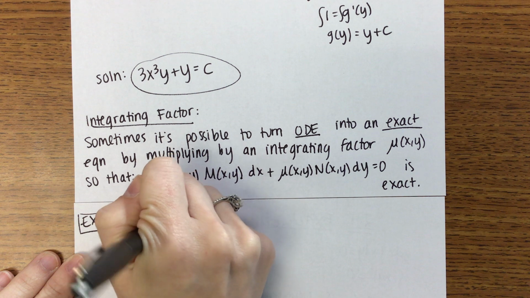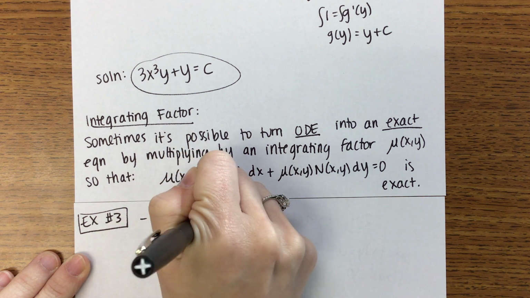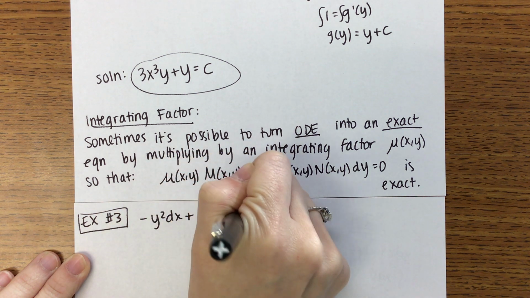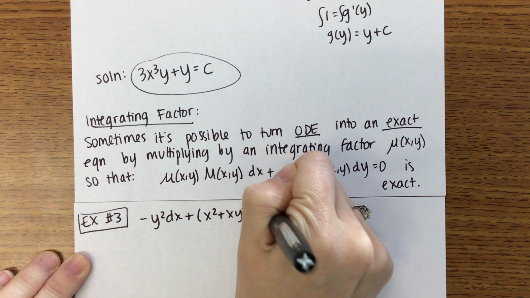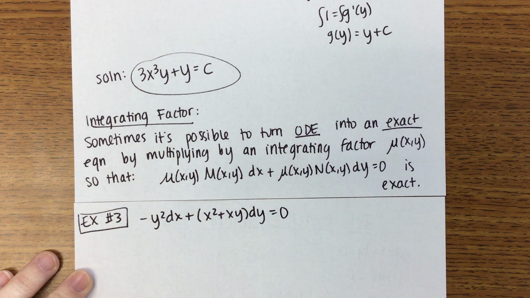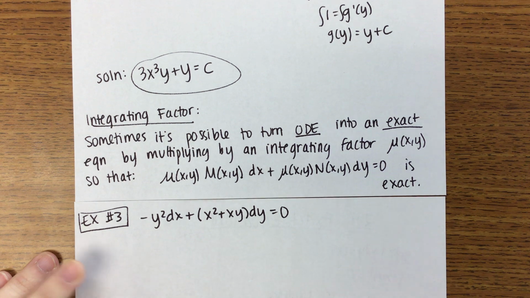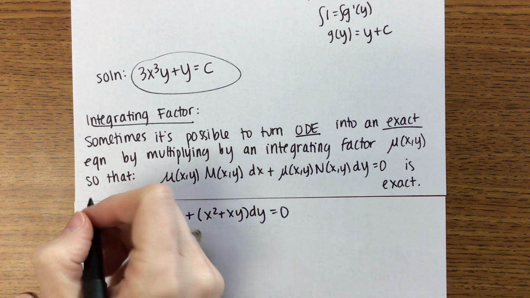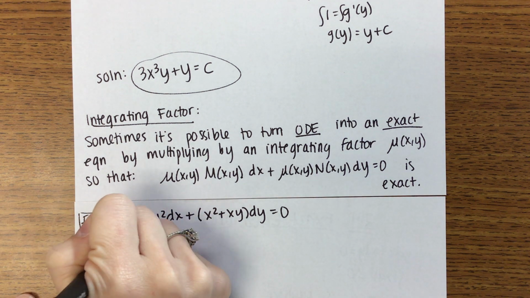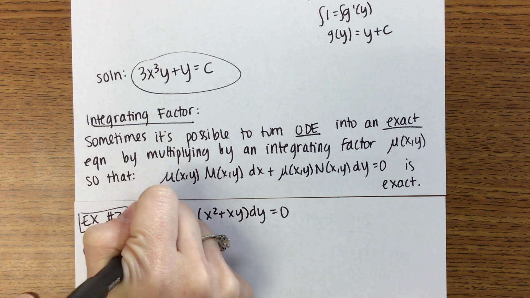Okay, our equation is negative y squared dx, add x squared, add xy dy is equal to 0. First question, is this separable?